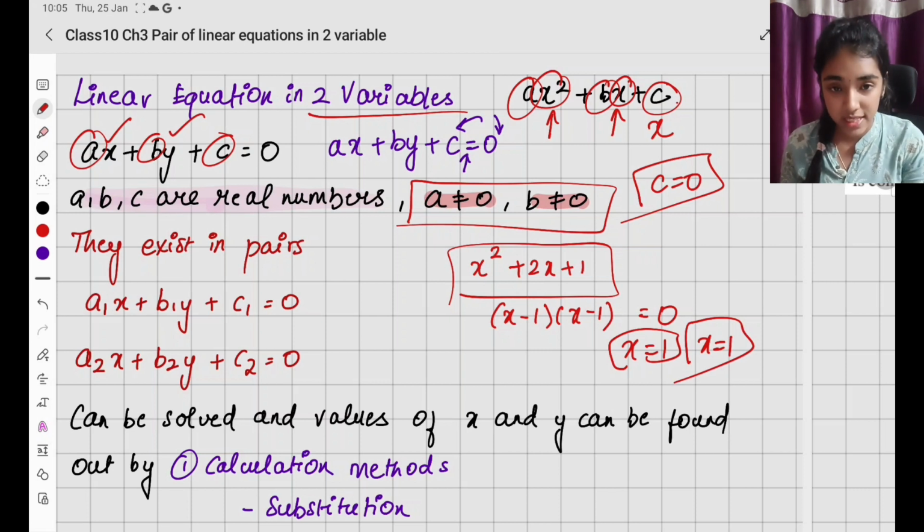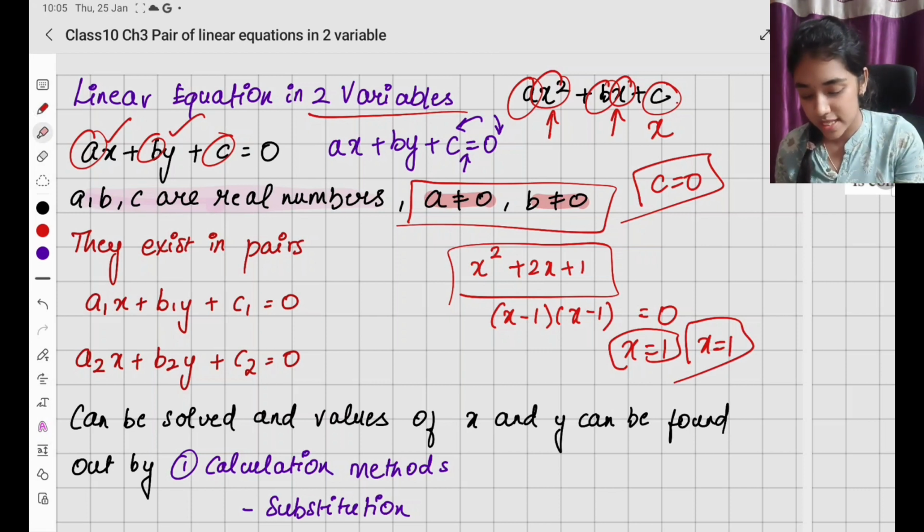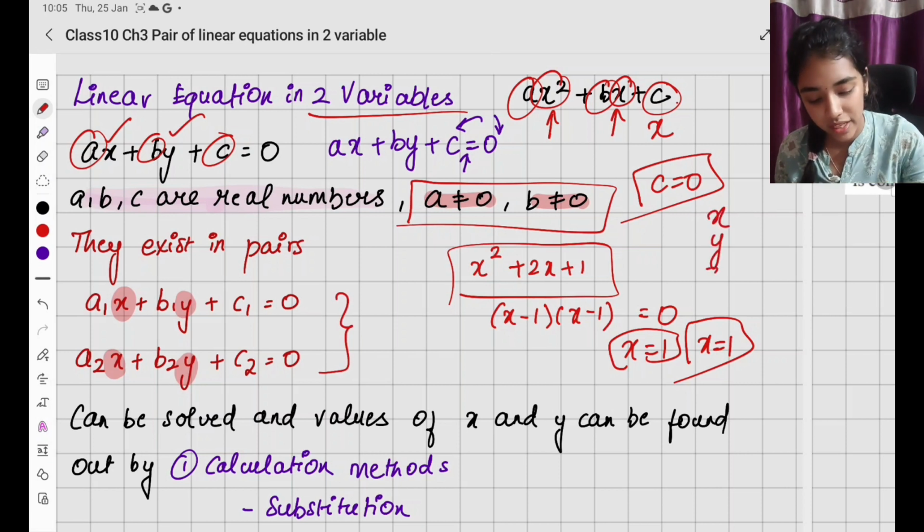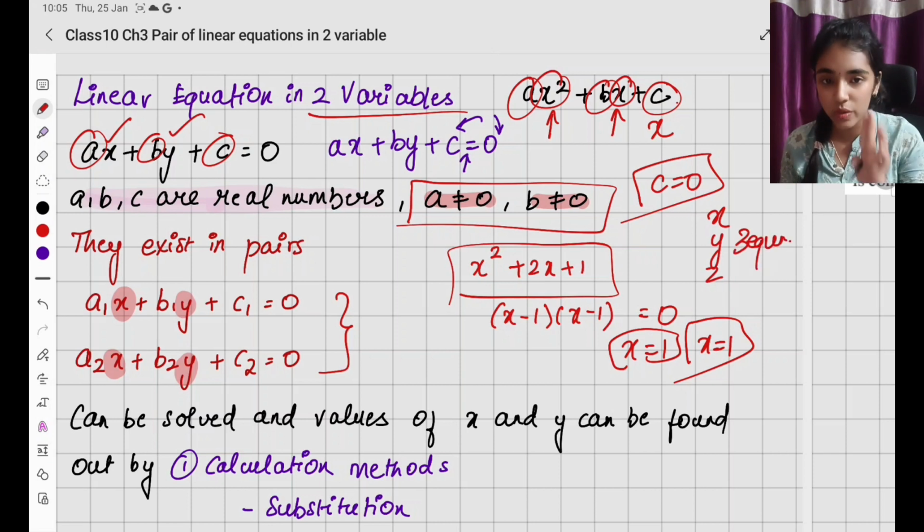Ipa inda edathila, since you have two variables, x and y, you need two different equations to solve them. Ethana variable irukko, ipa for example, if you have three variables, x, y, z, you will need three equations to solve the variables x, y, z. Now we are going to deal with two variables, so you have two different equations.